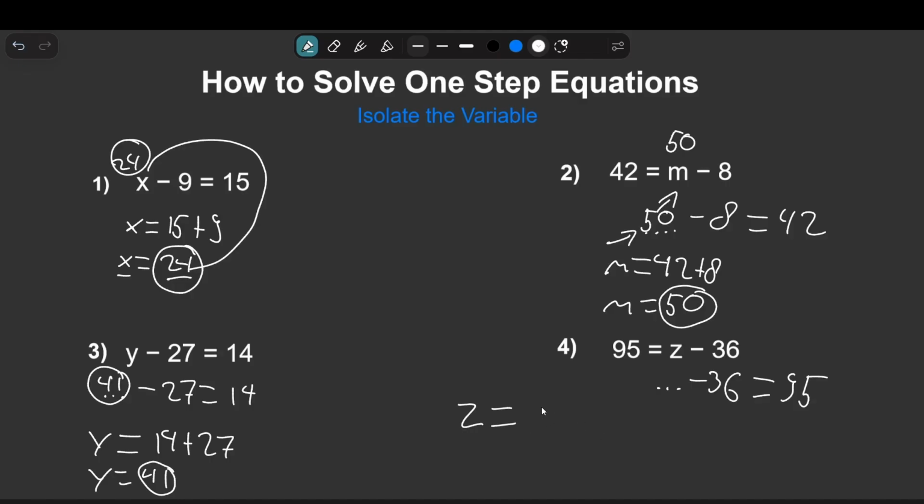z equals 95 plus 36. So 95 plus 36 equals 131. So this is the value of our variable. Now we can plug it in right here just to check if we have the correct answer. And 131 minus 36 is in fact 95. So we know that 131 is the correct and final answer.